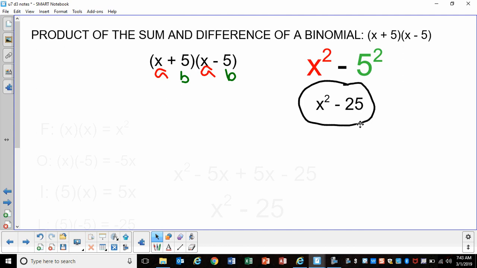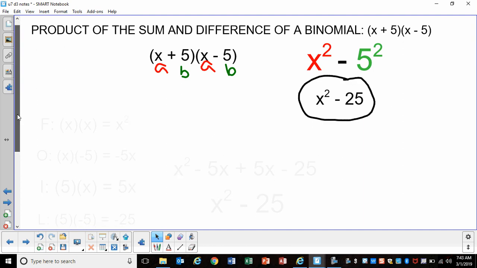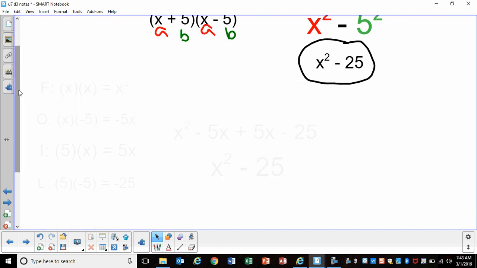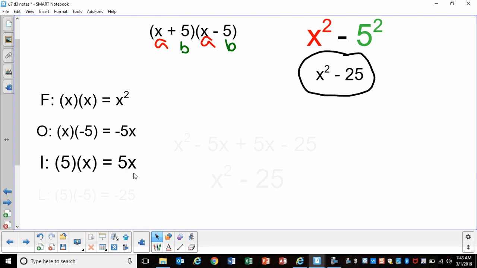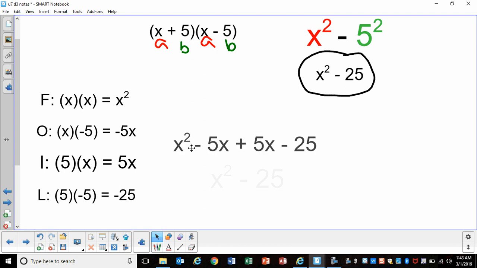That's your answer. Again, you could also do it with FOIL, and I'll show you what happens when you do, which is why the shortcut is preferred. When you multiply x times x, you get x squared for your first. The outer is x times negative 5, so you get negative 5x. The inner is 5 times x, giving you 5x. And the last is 5 times negative 5, giving you negative 25. When you put it together to create a polynomial, your middle terms will always cancel out. That's why you just need to do a squared minus b squared. And you get x squared minus 25.